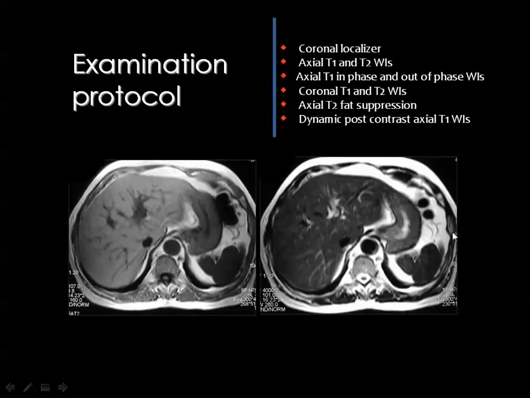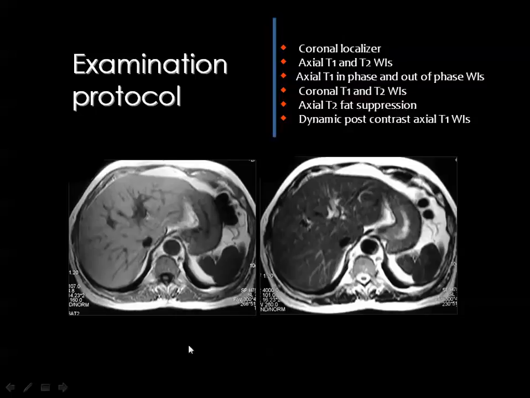Then the protocol of examination will include axial T1 and T2 weighted images, axial T1 in phase and out of phase weighted images, which is very important for fat detection. Then coronal T1 and T2 weighted images, axial T2 fat suppression may be obtained, and in cases of the liver, you may have the dynamic post-contrast axial scans or the triphasic study.